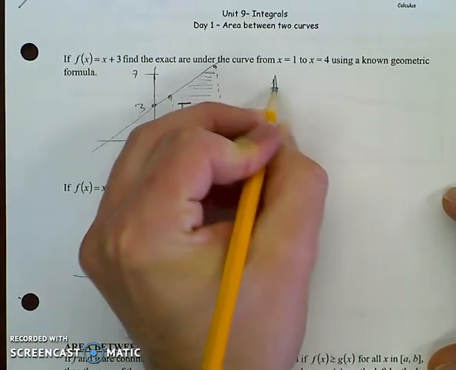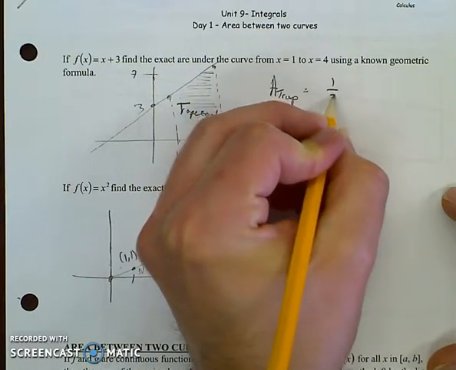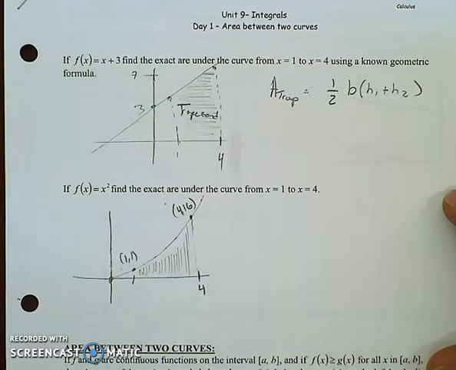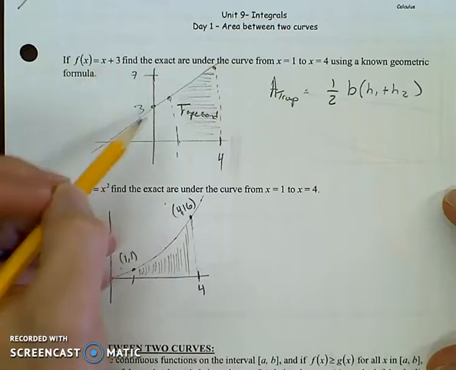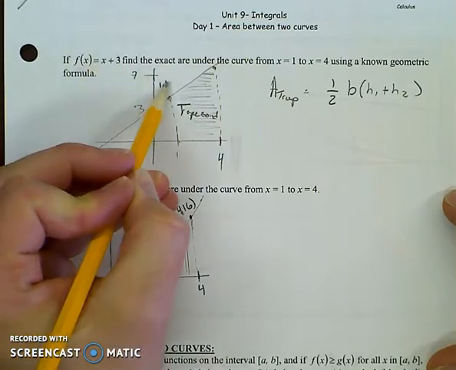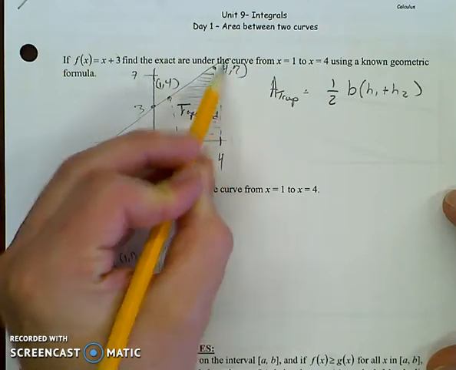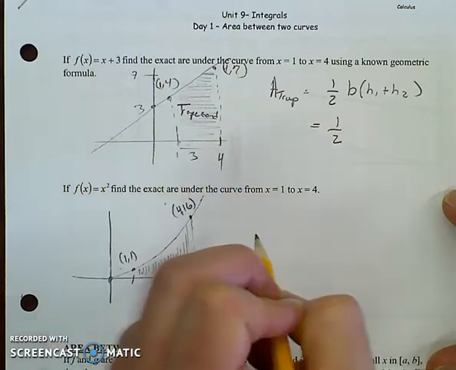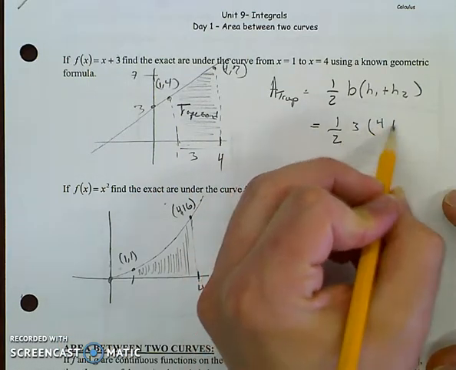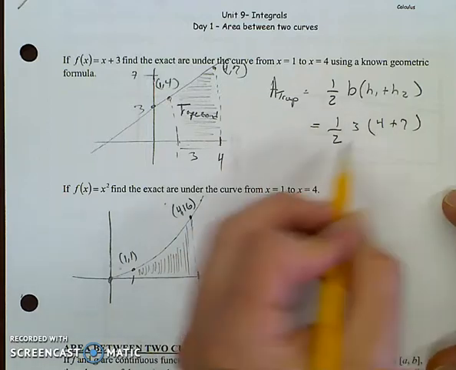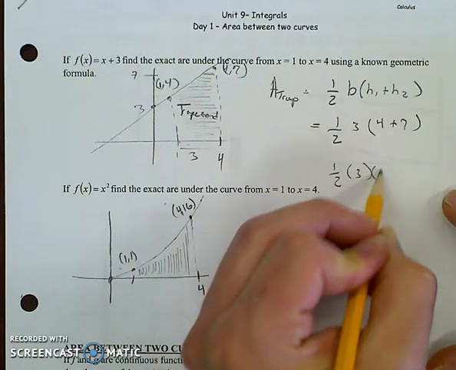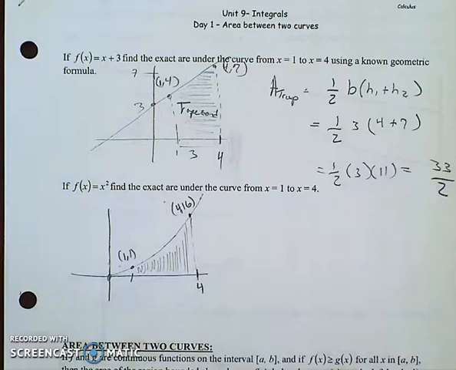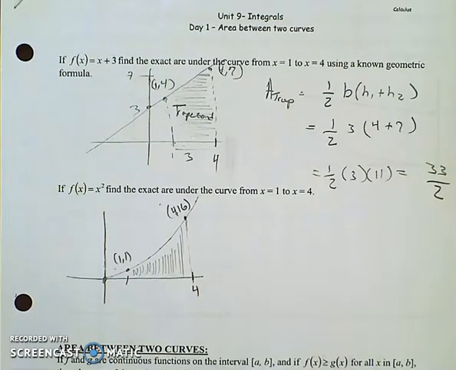And so the area of a trapezoid is 1/2 base times height 1 plus height 2. And so we've got to figure it out. Well, we're going to figure out the heights by using the formula: 1, 4 and 4, 7. And so we know for this, 1/2 base, the base is 3, times the height of 4 plus 7. And we're going to get 1/2 times 3 times 11. And so we're going to get 33 halves. And that's it. That's the area.